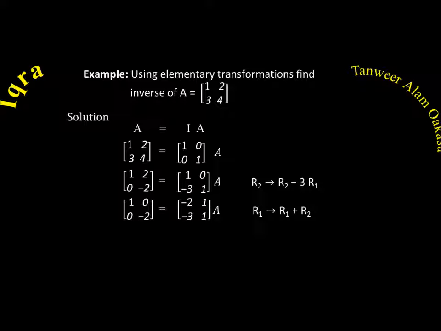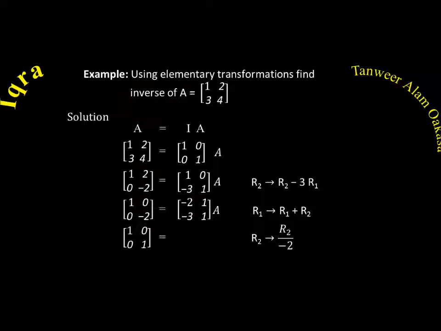Now what next? Now I have already got all the zeros here. I got 0 here, I got 0 here. Now I try to focus on this element and want to make it 1. So the best way is to divide by minus 2. If I divide my second row by minus 2, I will get 1 here. So I will divide my second row by minus 2 and I get here 1, 0, 0, 1.